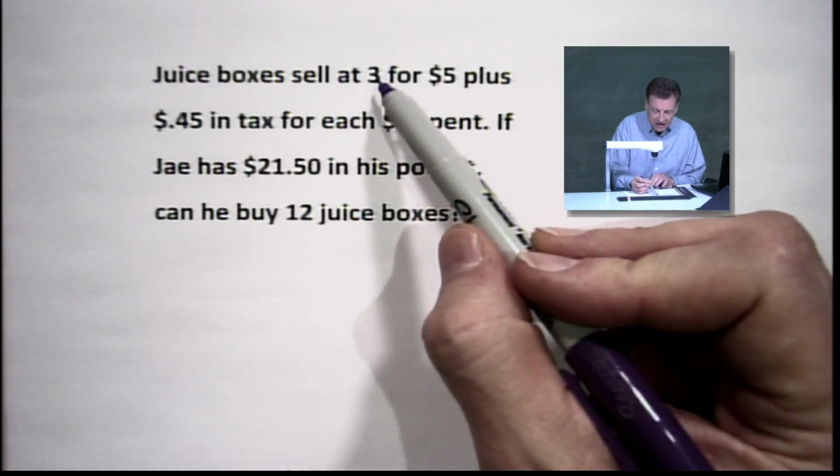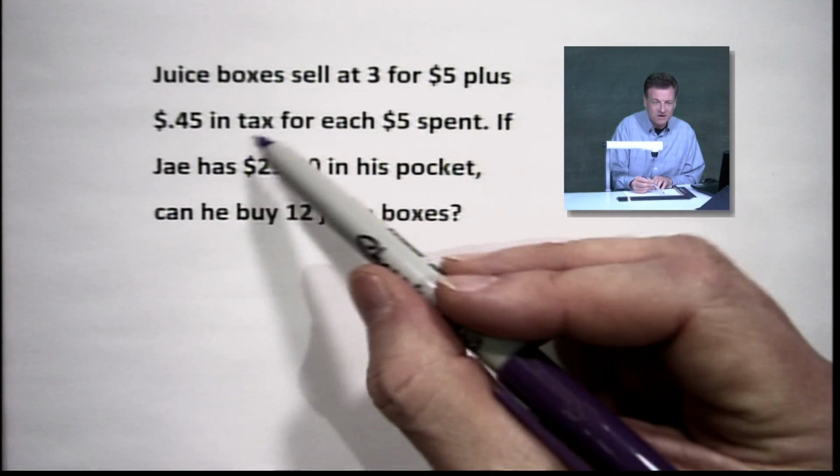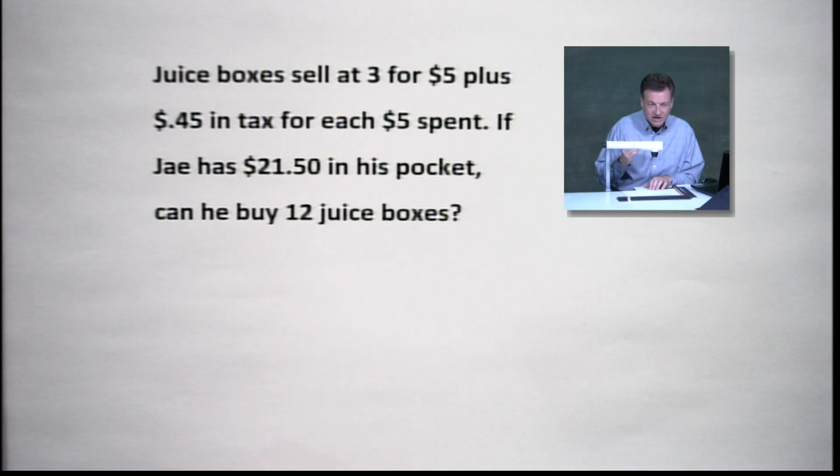So basically, what are we doing, folks? We're basically at $3.45 here, each time. Now, Jay here has $21.50 in his pocket. What we want to know is, can he buy 12 juice boxes?